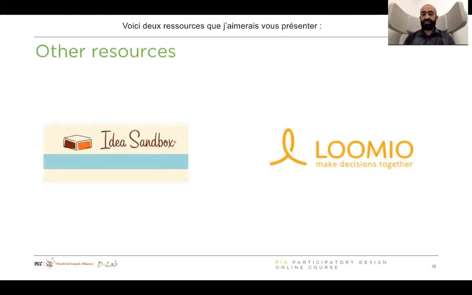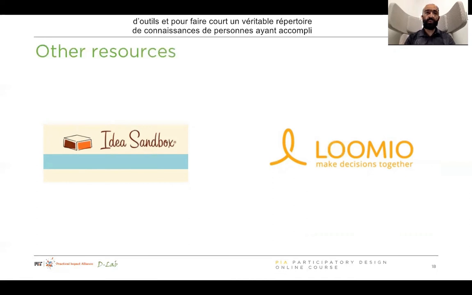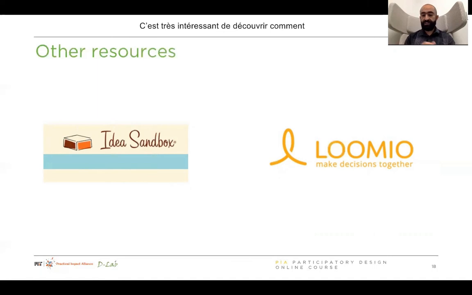A couple of resources that I want to point you to. Idea Sandbox is this really neat compilation of articles and tools, and basically a repository of knowledge of people who have gone through not only the process of concept selection, but other stages of the design process. So it's really great to be able to see how others have solved issues when going through these processes.